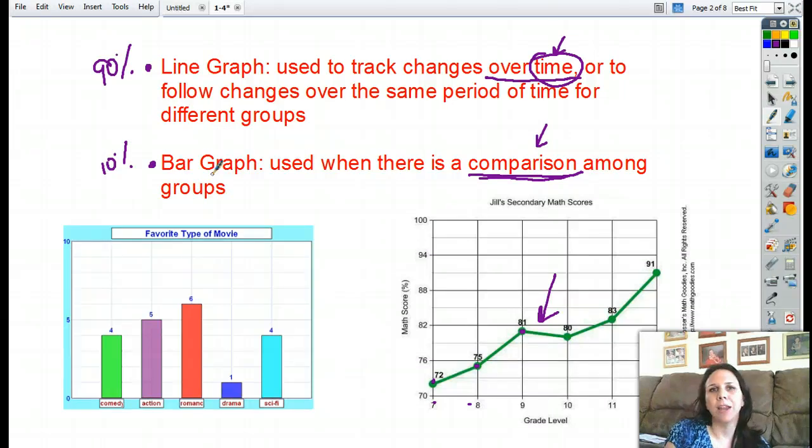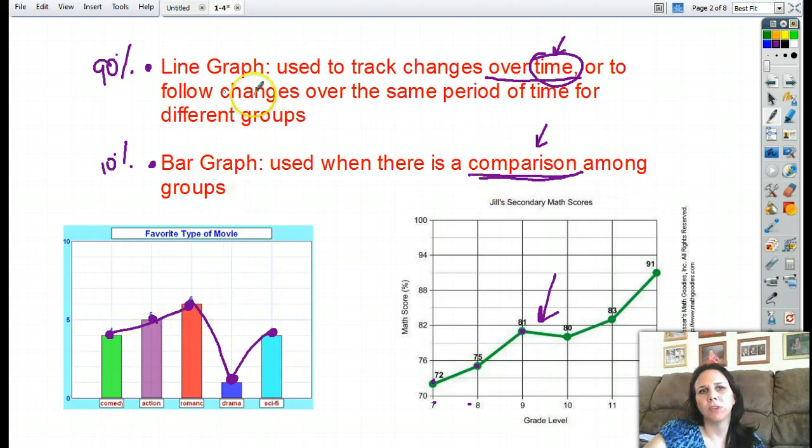But if you're comparing something, where one thing has nothing to do with the other, like if I were to connect the dots here to here to here, go like that, and then down to that guy, and then up to that guy, well, they have nothing to do with each other. The comedy people and the action people and the romantic people, they have nothing to do with each other, so you don't connect them. Okay? So bar graph, comparison; line graph, usually over time.